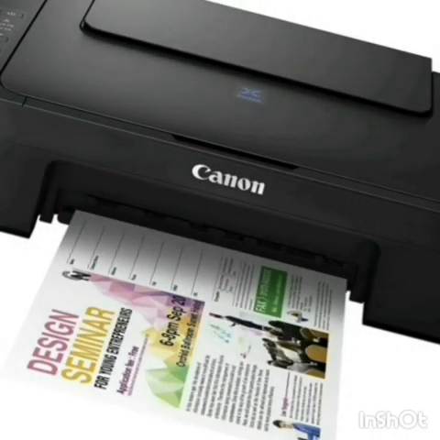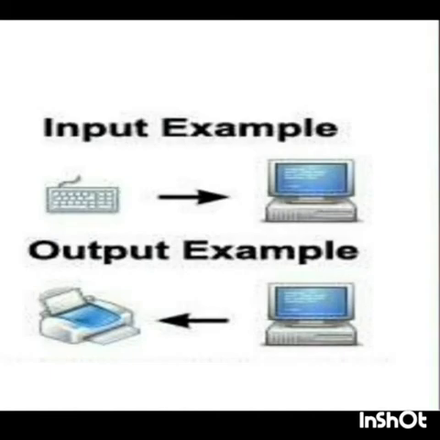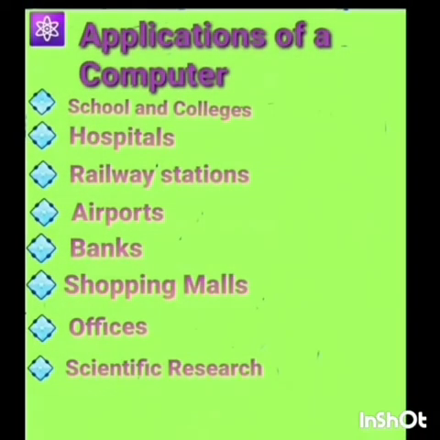Next is a printer. A printer is an output device. A printer is used to print on paper. It takes information from a computer and prints it on paper. Okay.